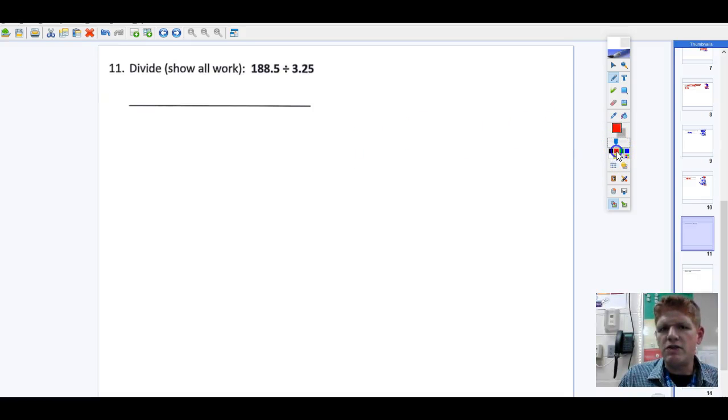Number 11, we got a simple division problem here. I say simple, but I know that you won't necessarily like it. We know that the first number always gets the house, right? The first dog always gets the house, the one in first place.